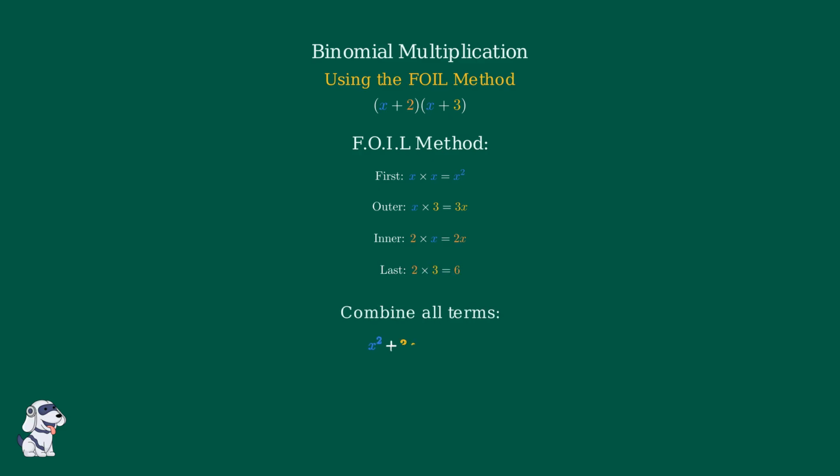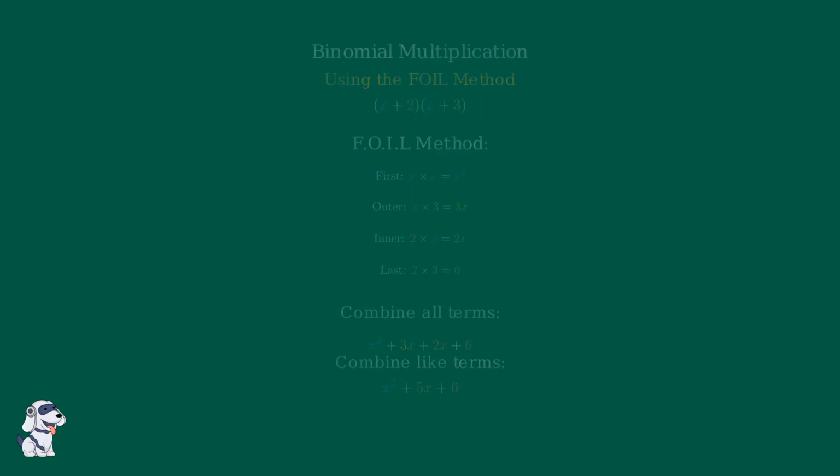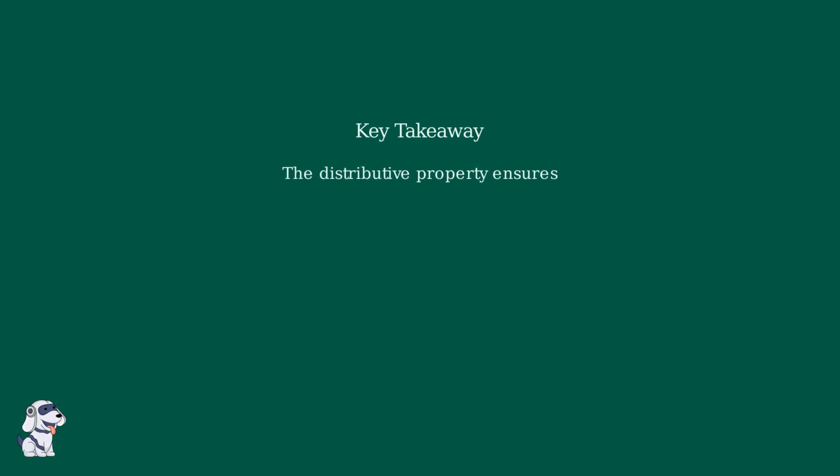Now we combine all terms, x squared plus 3x plus 2x plus 6. We can combine the like terms 3x and 2x to get 5x. So our final answer is x squared plus 5x plus 6. Remember, the distributive property ensures that every term in one polynomial multiplies every term in the other polynomial. This is the foundation for all polynomial multiplication.